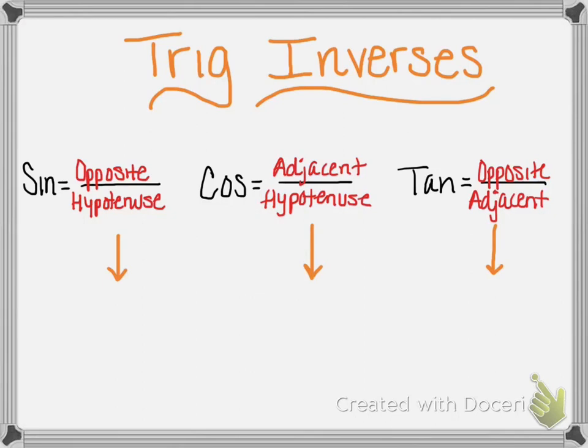So we've learned about sine, cosine, and tangent. And we said that we can abbreviate them. Sine is opposite over hypotenuse, or SO. Cosine is adjacent over hypotenuse. That's where the CA comes from. And then tangent is opposite over adjacent, which is where the TOA comes from.